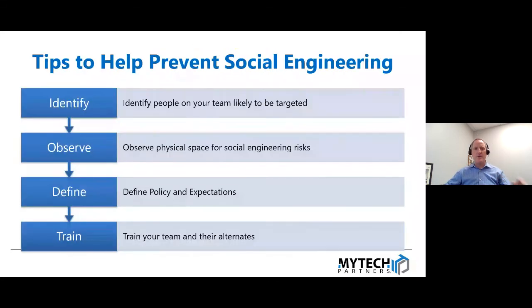All right, so a couple additional tips. As I mentioned earlier, try to identify the people on your team that are likely to be targeted. People in the financial department, maybe your executive assistant or assistants, maybe your front desk folks, and their alternates, right? Who covers for these people when they're out on lunch, because they might be easier targets than the primary people. I'm not saying you shouldn't train the rest of your team, but identify the folks on your team that are more likely to be targeted. That's one of the steps.